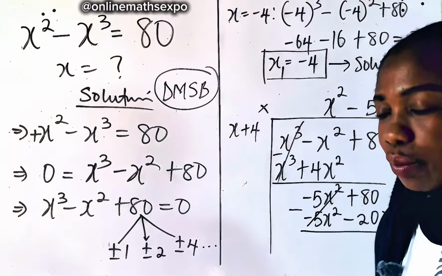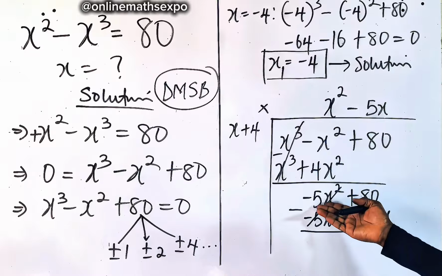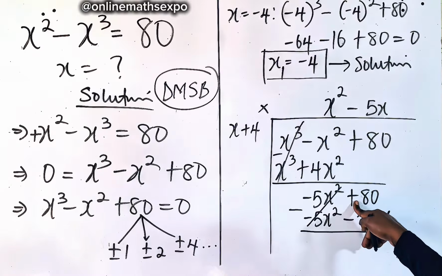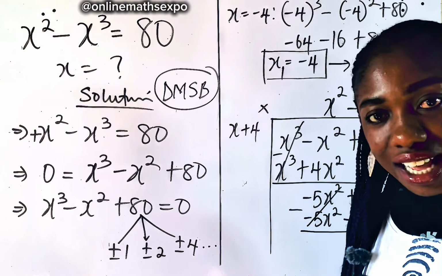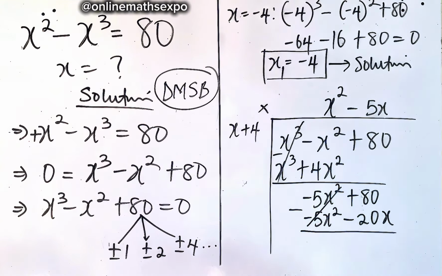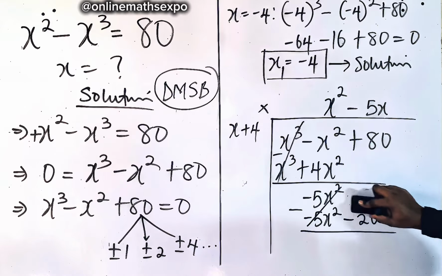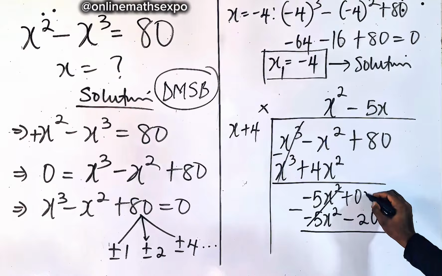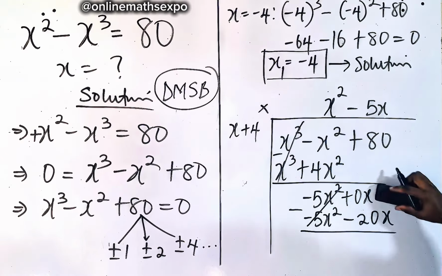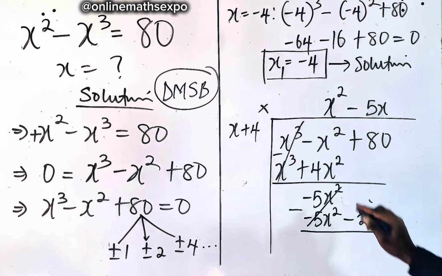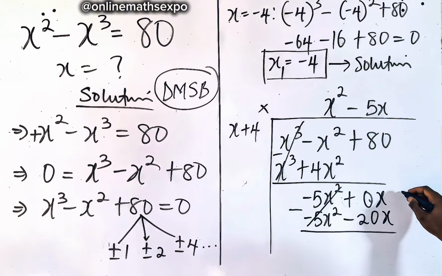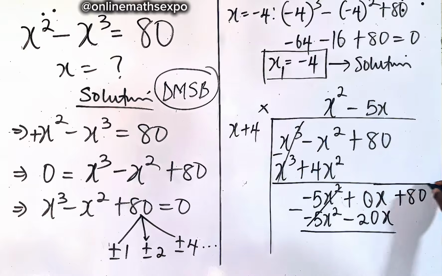So what you do at this point is to adjust. You see that the highest power here is squared. So it means a term is missing. And that is the term that has x as a value. So we are going to adjust this to include that missing term. So because there is no value, we are going to have it as 0x. So let's place it accordingly. So we have plus 0x. Then we now adjust our constant, which is 80, so that we can easily work this out.